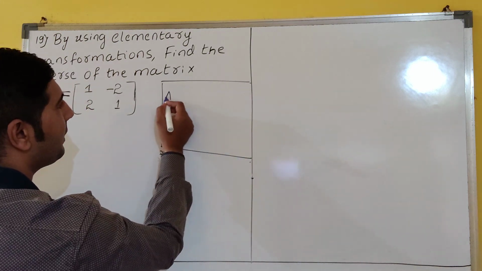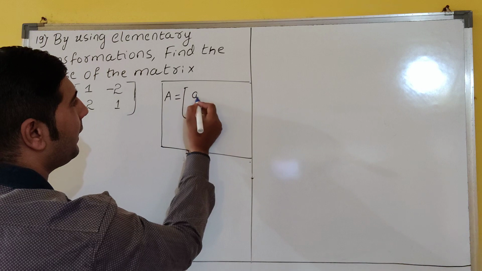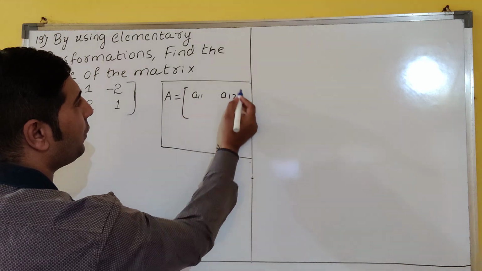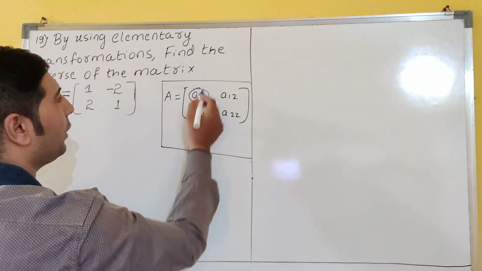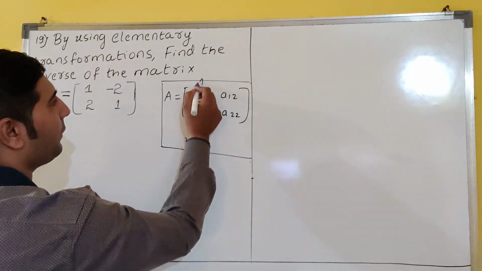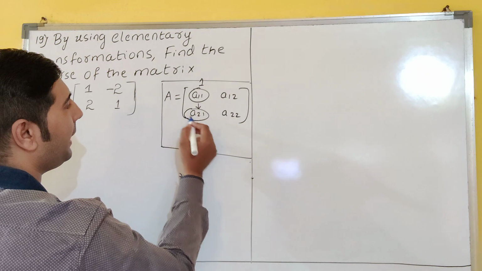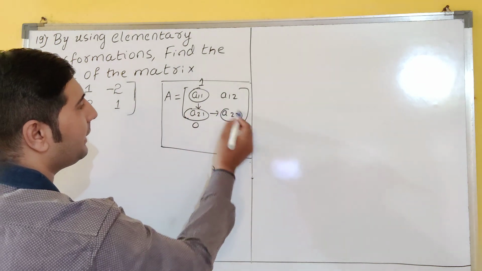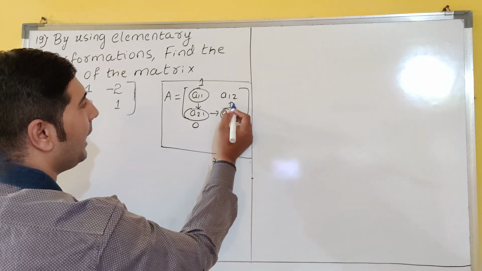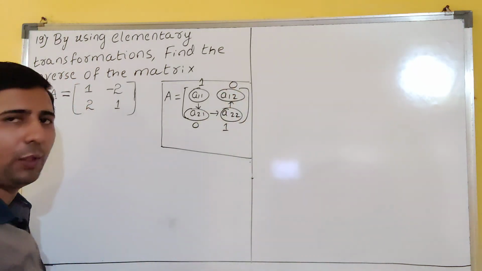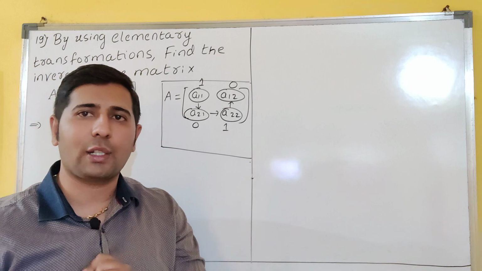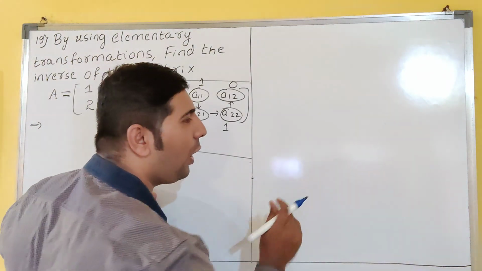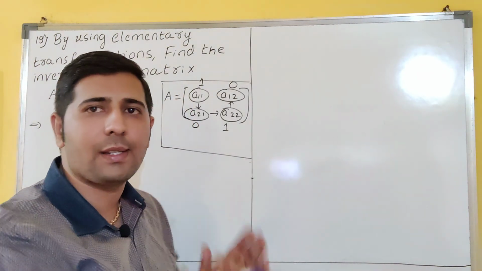I will write here: A is equal to A11, A12 and A21, A22. You have to make the first element 1 and the next element 0, and this element you have to make 1 and this element 0. So this is the usual shortcut method we will use. One more shortcut I told you in the last class. How to find A inverse using determinants, dear students?